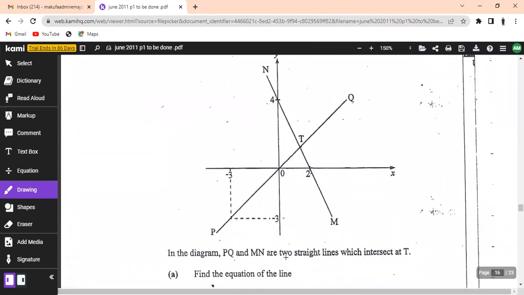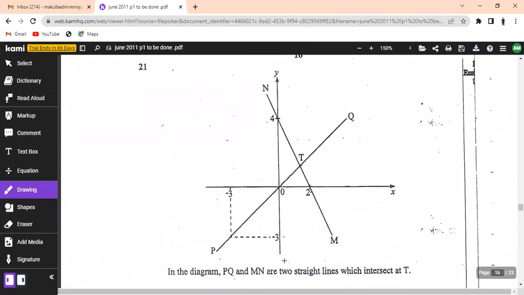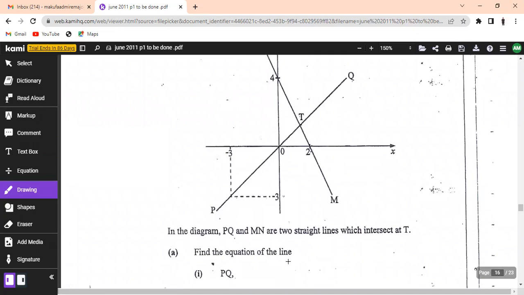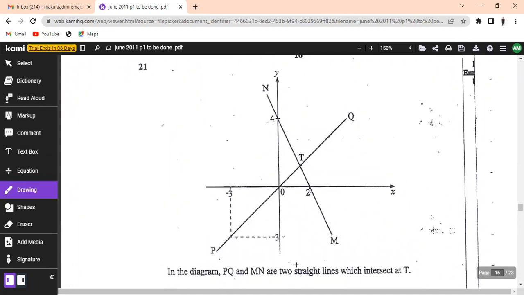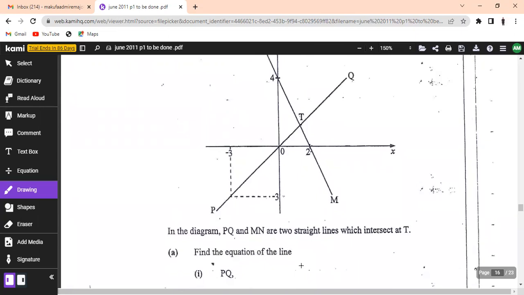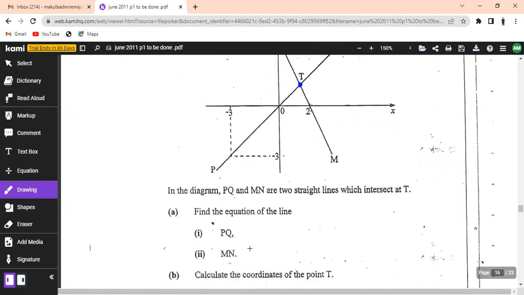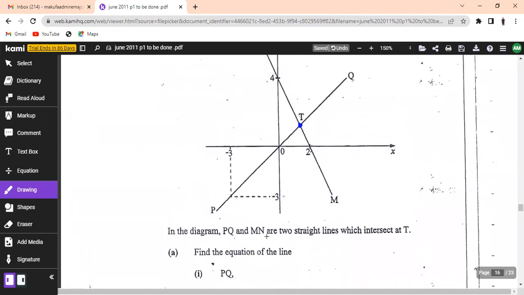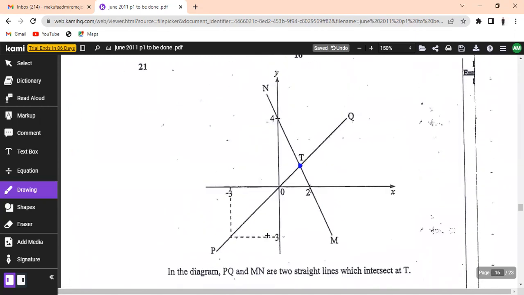Okay, on question number 21, we are given the diagram, there are lines PQ, in this case this line PQ, and MN. Okay, this is MN. They intersect at T. So T here is a point of intersection where two graphs meet. Find the equation of line PQ. So the first question is to find the equation of line PQ.